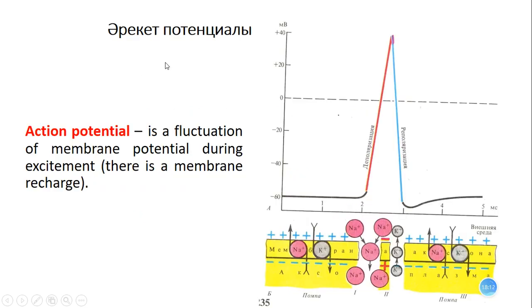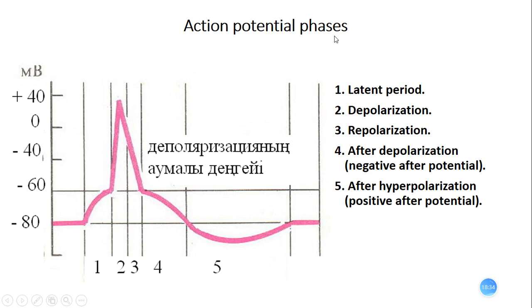And then we have the action potential. It is a fluctuation of membrane potential during excitement. Here we have a diagram of the action potential and the action potential phases. We have 5 phases. First is the latent period, then the depolarization period, which we can subdivide into a slow depolarization period and a quick depolarization period, then the repolarization period, and after that the after depolarization and the after hyperpolarization periods.